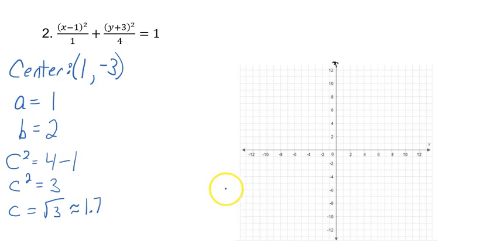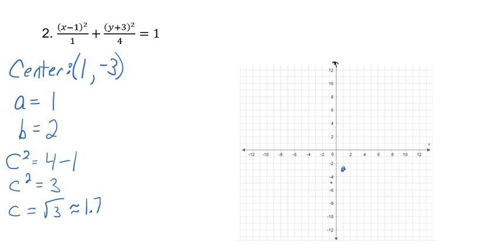Now, this one is going to be different because the center is not at 0, 0. So you need to first locate your center. So we are at 1, negative 3, which is right in here. Everything you count from that center. So I want to count from that center. A is 1. So I'm going to count left and right 1. So I'm going to come over here and here.